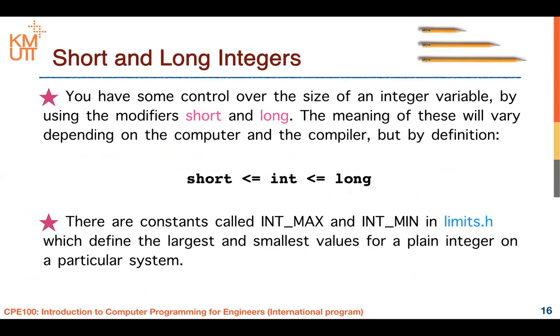In C, you will have different kinds of integer, starting from short integer to long. Short is less than integer and integer is less than long. Sometimes we don't know exactly the maximum limit for integer. You can include limits.h and use INT_MAX or INT_MIN to define the largest and smallest value. In case you want to write a program that checks the maximum or minimum limit for integer, you don't have to remember it, because it's difficult to remember the maximum number for integer or even long. You can use limits.h to get the constants for integer.